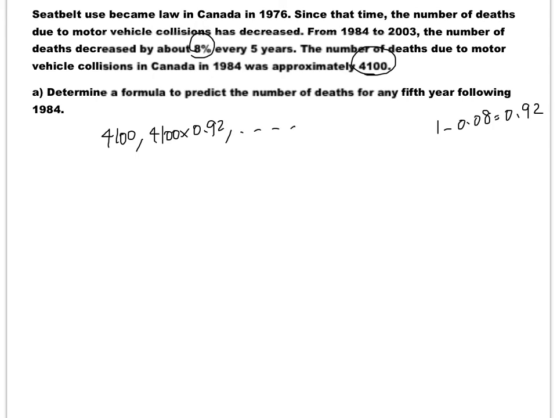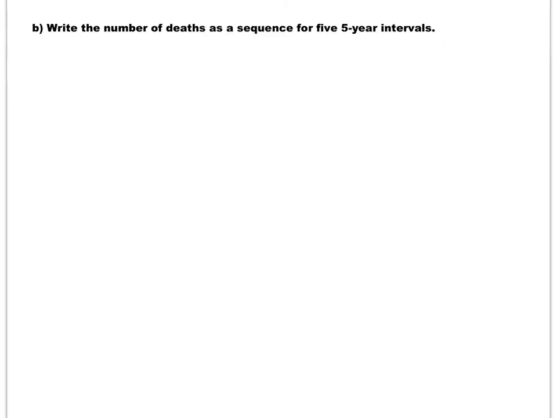Now we are supposed to find an explicit formula to predict the number of deaths for any fifth year following 1984. So we say that Tn is the first one, which is 4,100 times 0.92 exponent n minus 1. N is the number of 5-year intervals following 1984. Now it says write the number of deaths as a sequence for 5 5-year intervals.